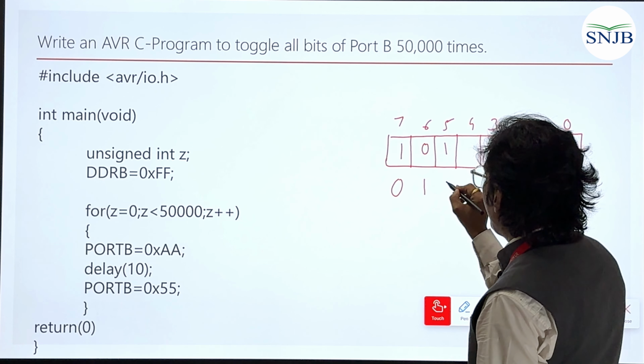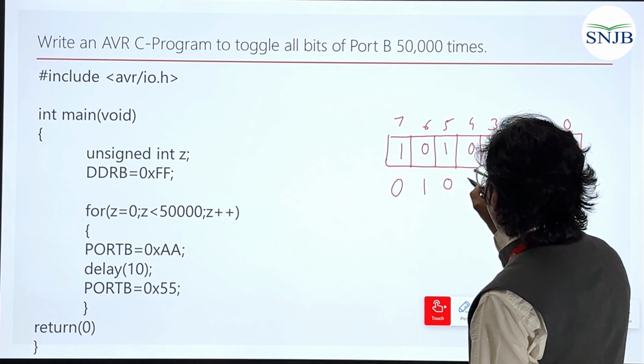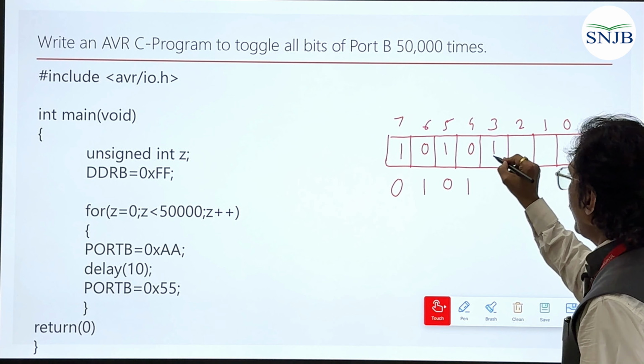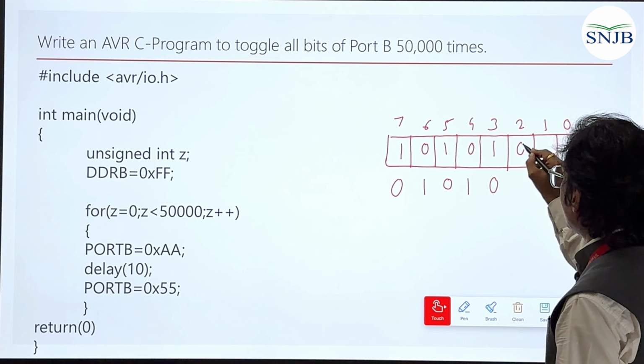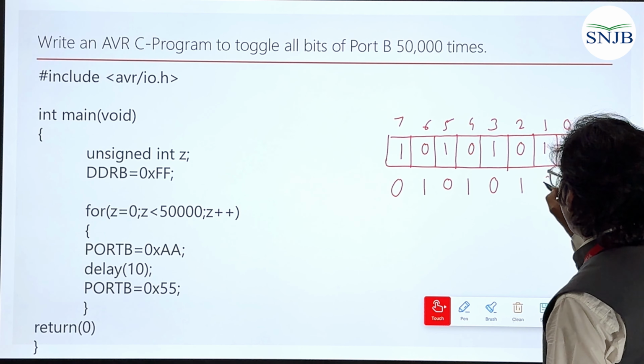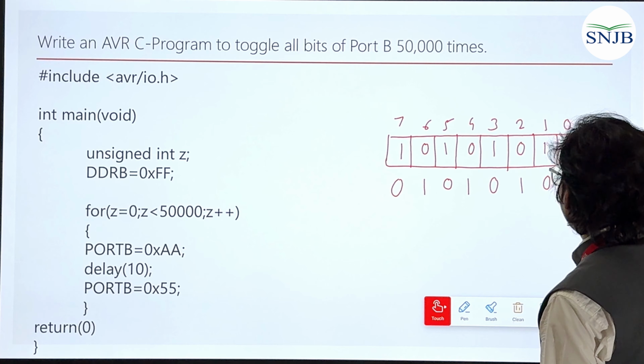If this is 1, it becomes 0. If this is 0, it becomes 1. If this is 1, it becomes 0. If it is 0, it becomes 1. If it is 1, then it becomes 0. If it is 0, it becomes 1.